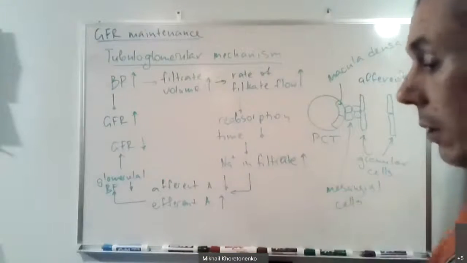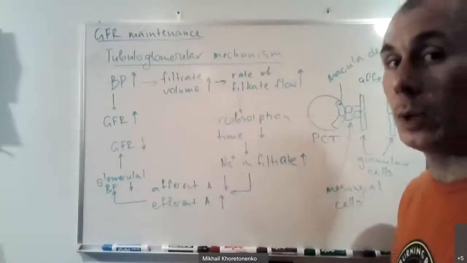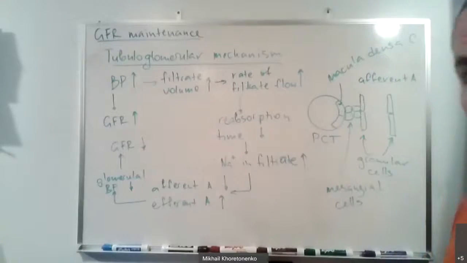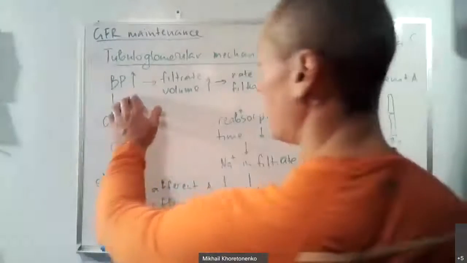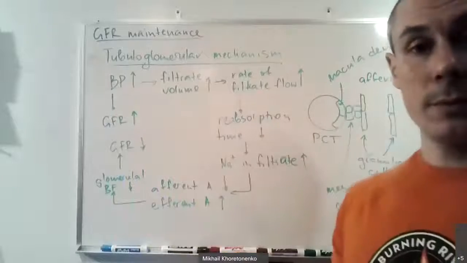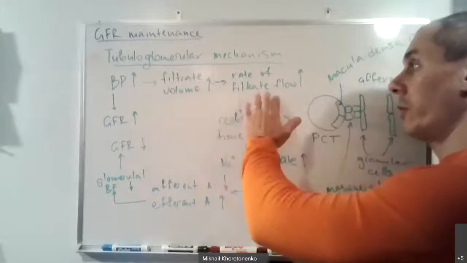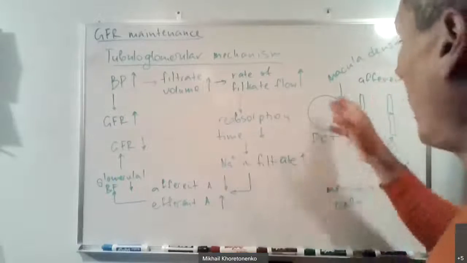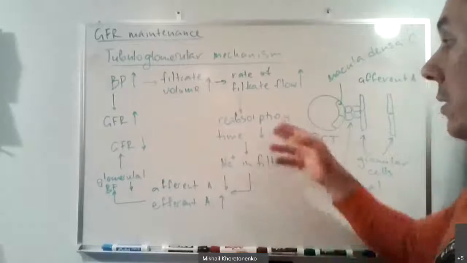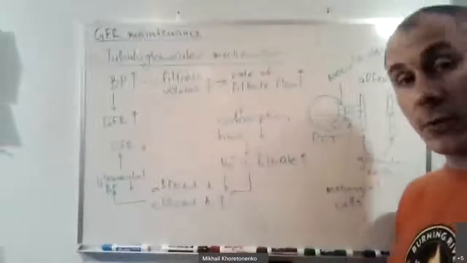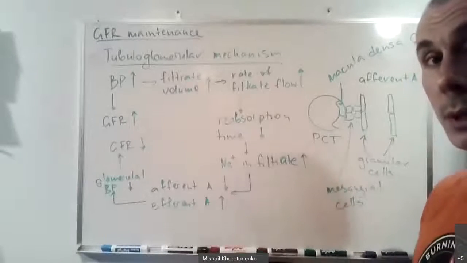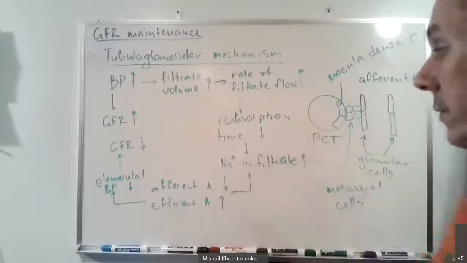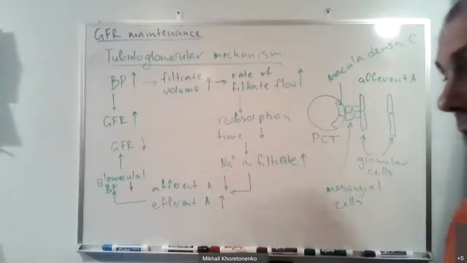So let me go over this process one more time. When blood pressure increases, GFR increases as well. So when it increases, more filtrate is produced. When more filtrate is produced, filtrate moves through the tubules much faster. That fast movement of filtrate through the tubules actually decreases time for reabsorption of sodium, since not all the sodium that is supposed to be reabsorbed is going into the blood, a lot of it stays in the filtrate. So the concentration of sodium in the filtrate increases.